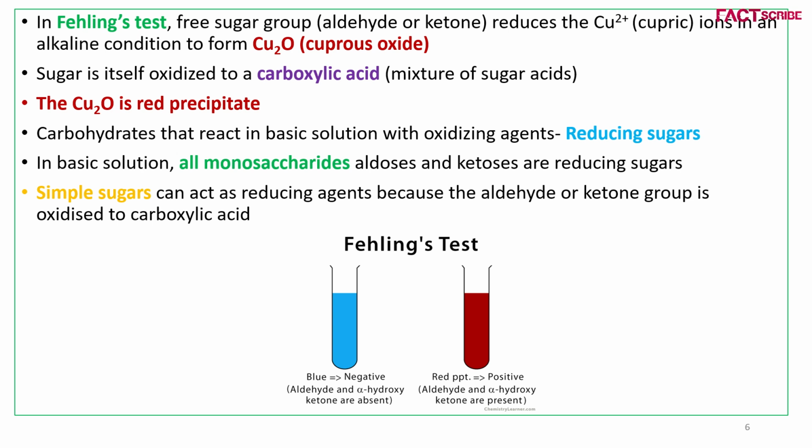Then what is reducing sugar? They have either a free aldehyde or a ketone group in their structure. In alkaline condition, all monosaccharides, that is aldoses and ketoses, are reducing sugars. For example, simple sugars, namely glucose, fructose, galactose, can act as a reducing agent as they have a free aldehyde or ketone group that is oxidized to carboxylic acid to form red colored precipitate.